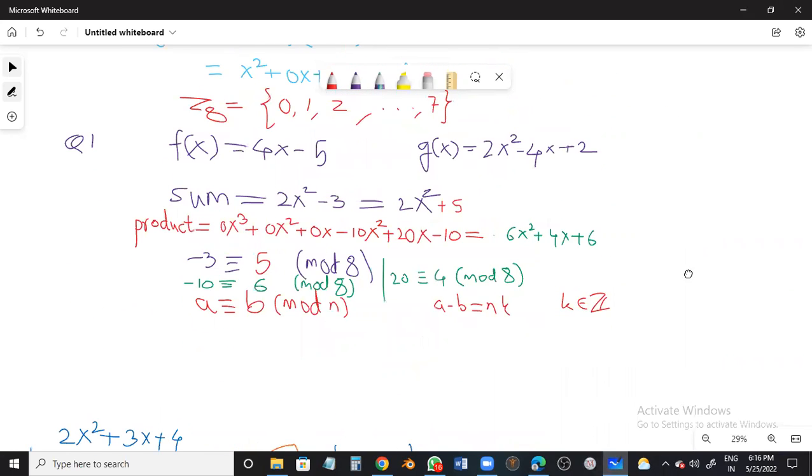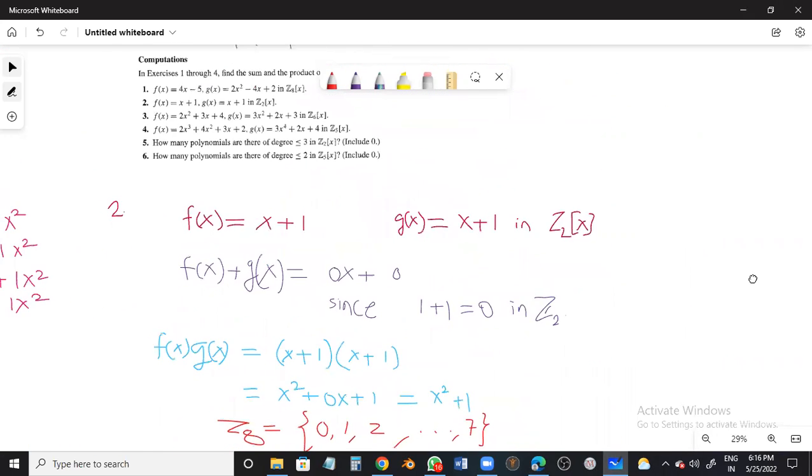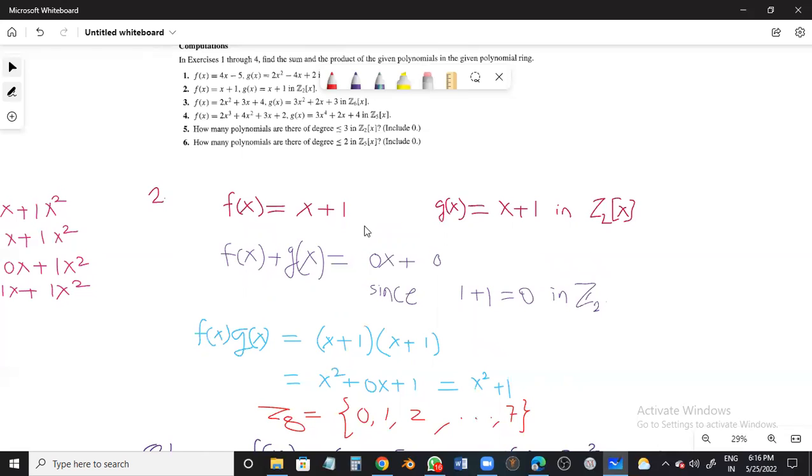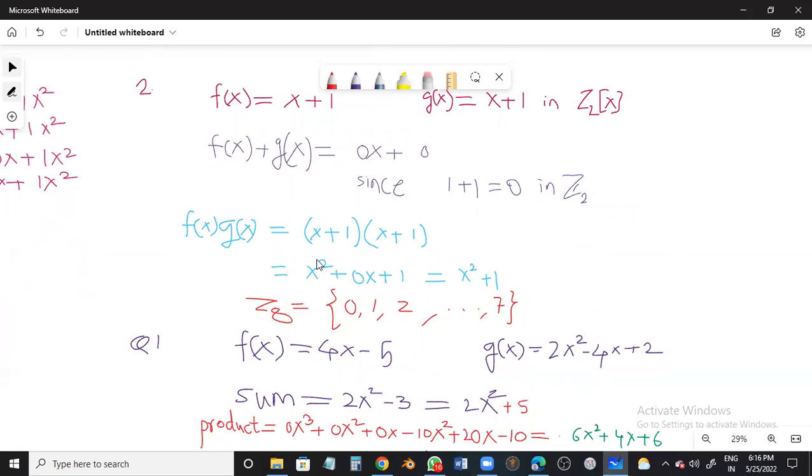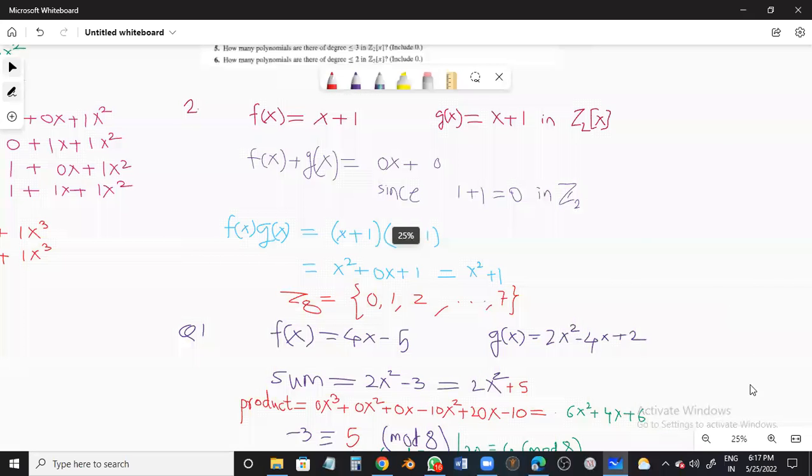So we can see over here, this was the way we dealt with it. You took f of x as x plus 1, g of x again as x plus 1, and in Z2 of x, when you added, it became the 0 polynomial. If you multiply f of x into g of x, again it becomes x square plus 1. The term 2x gets cancelled, so the term 2x now goes to 0. Hope you followed this.